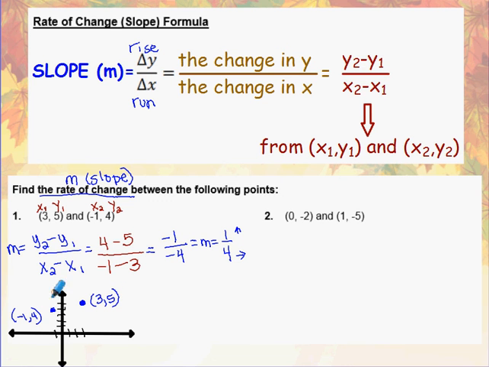I have created this sketch here of both points, (3, 5) and (negative 1, 4). Now you can see that between these 2 points, if I was to connect a line, I would rise 1 and run 4 to get to my next point. So the line would be, if I sketch it, something like this, not too steep. Rise 1, run 4.